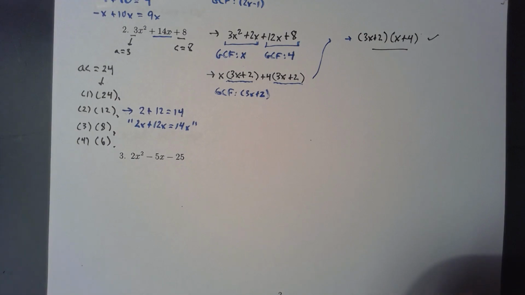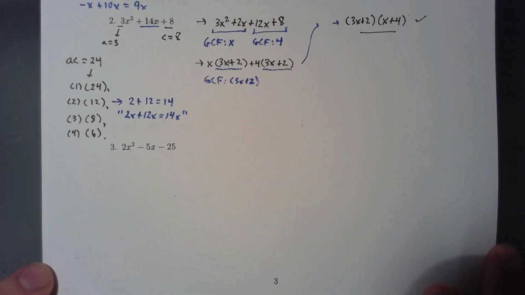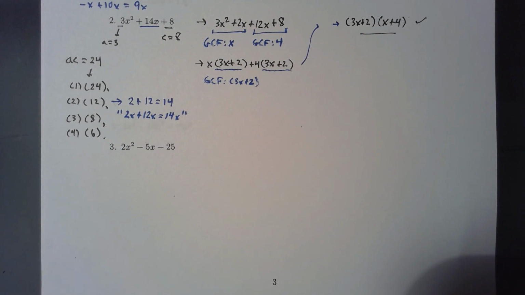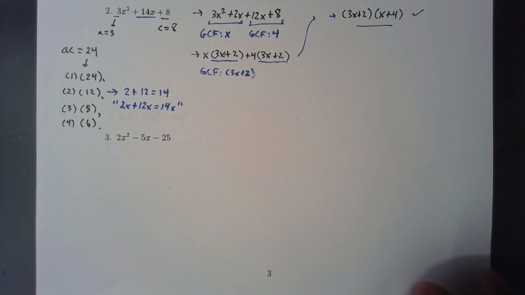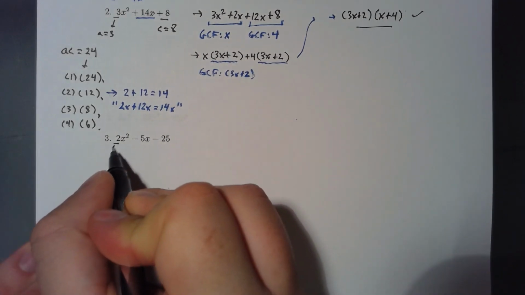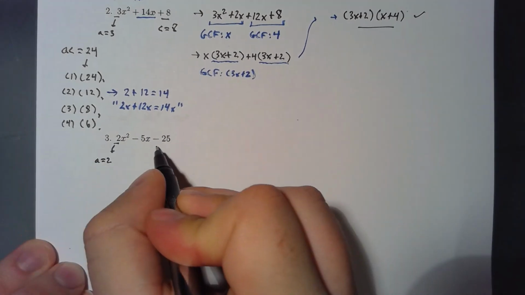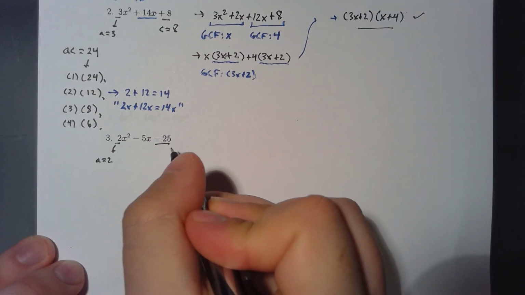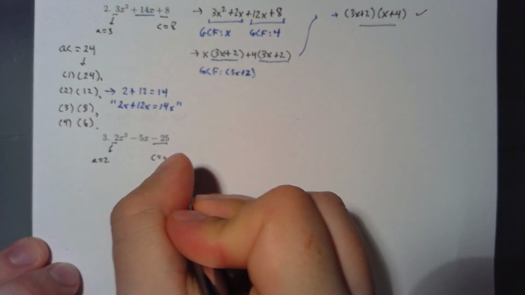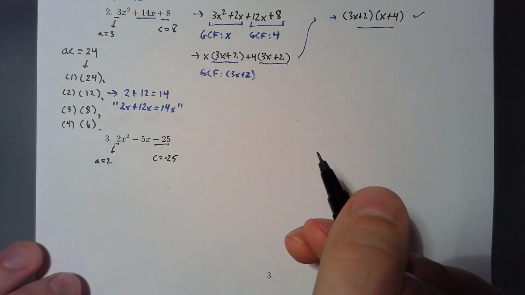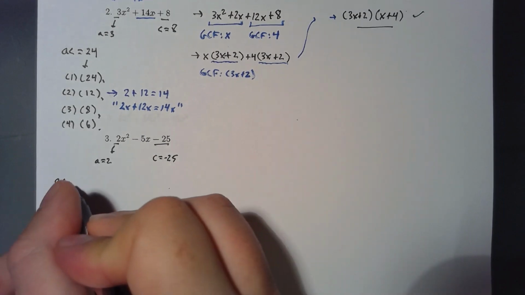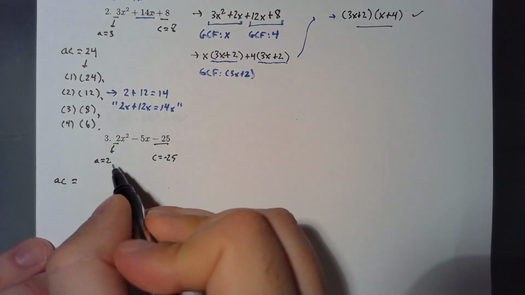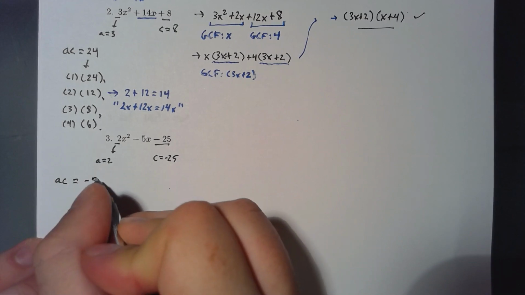Okay, let's look at the last one here, and then we're going to go on to the last page. So again, A here is 2, C there is negative 25. So A times C is what? 2 times negative 25 is negative 50.